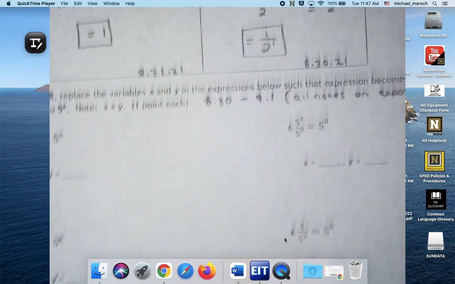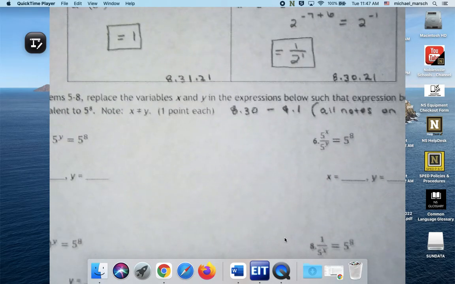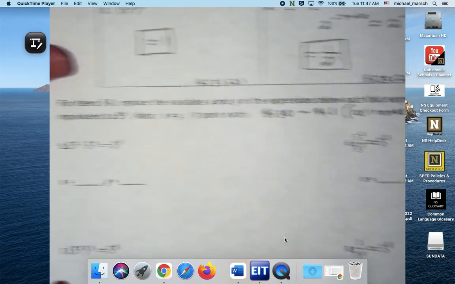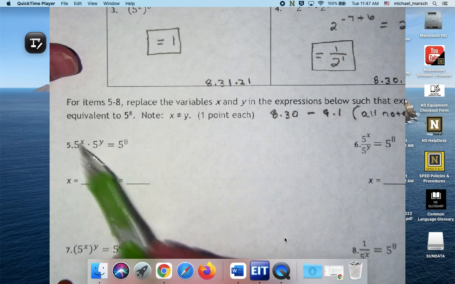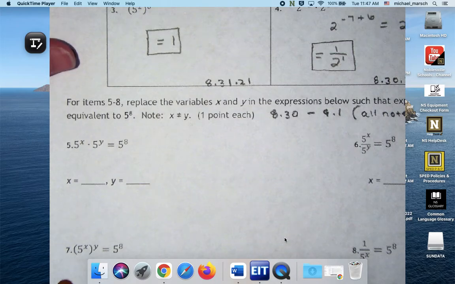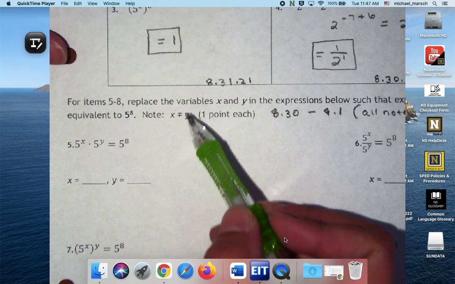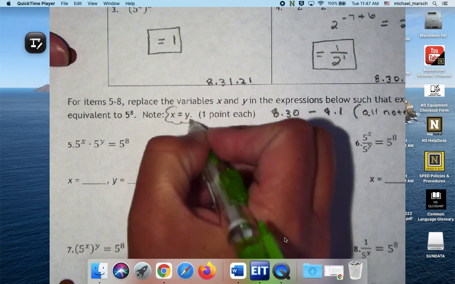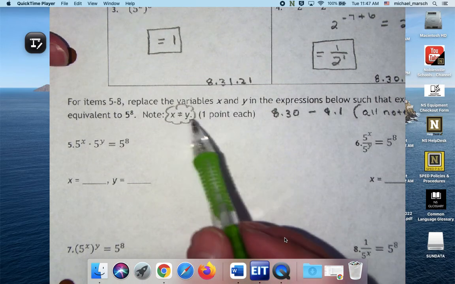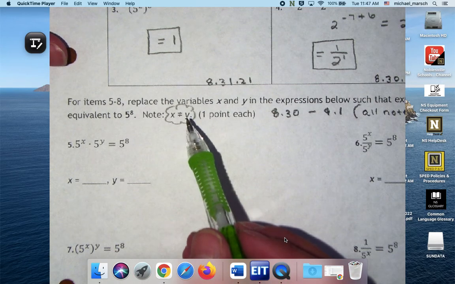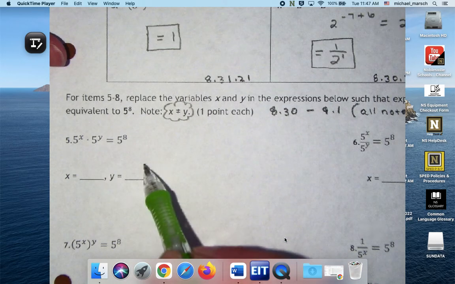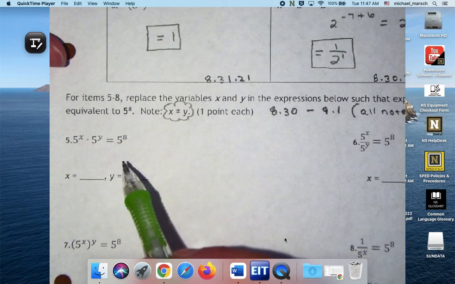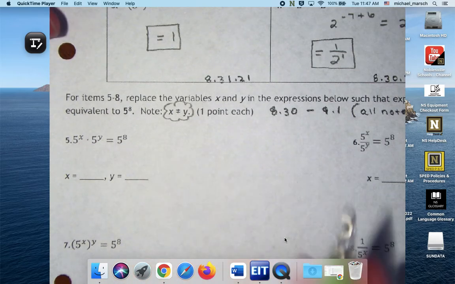Let's look at 5 through 8. So this is where we have to figure out what could x and y be so that when they add, they make 8. And pay close attention here. X cannot equal y. If x was the same as y, then you would only need an x or you would only need a y. You wouldn't need 2 separate variables. So come up with 2 numbers that when you add them, you get 8 where they are not the same value. Maggie, what do you have?